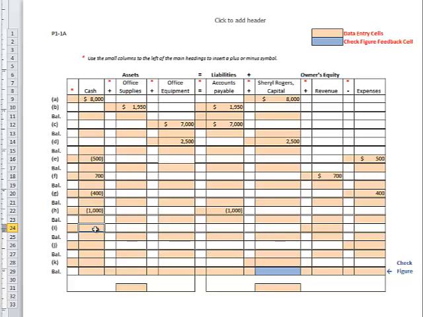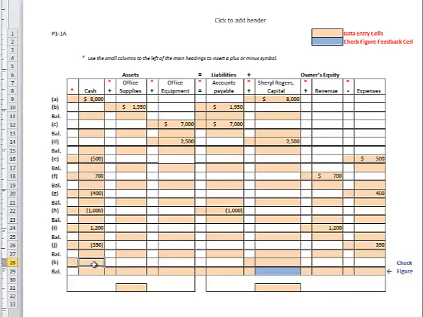In transaction I, she received cash for tutoring services. So if she received cash, cash is increased, and she has earned a revenue of $1,200. In transaction J, she paid the utility bill of $390. So when you pay a bill, cash goes down, and utilities are an expense, so the other $390 goes underneath the expense account.